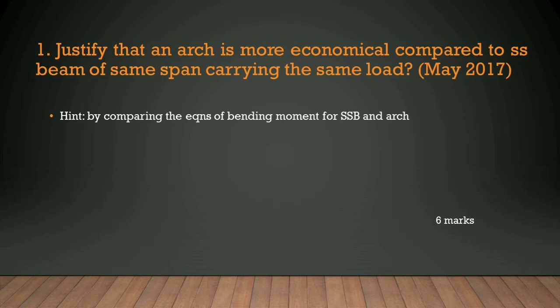If such a question is asked, you have to write on the basis of bending moment. That is, the bending moment for a simply supported beam at any section XX, Mx will be VA into x. Likewise, bending moment for an arch at any section XX will be Mx minus Hy. That is, bending moment of an arch is reduced by a considerable amount due to the horizontal thrust. So if we compare, we can see that the arch has a reduced moment, which means that it can have a reduced cross section, which again means that an arch is more economical.